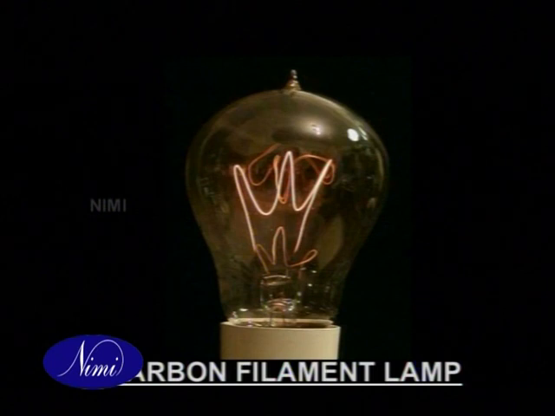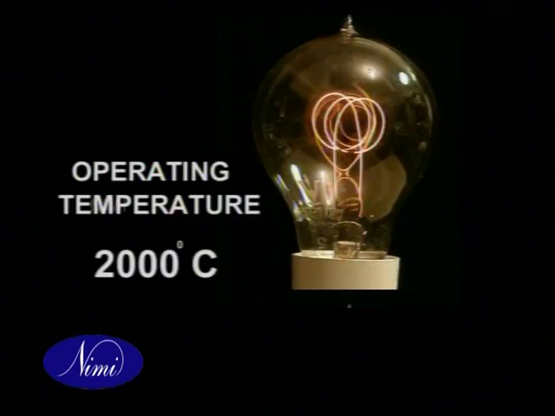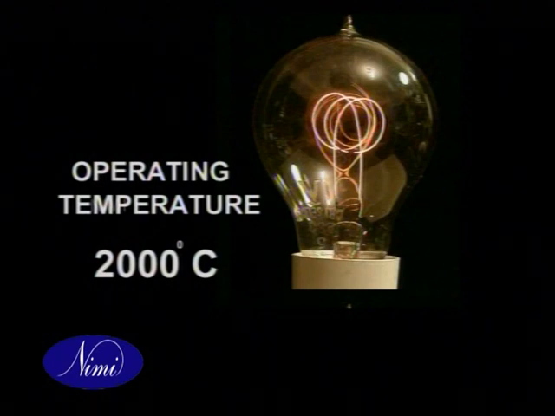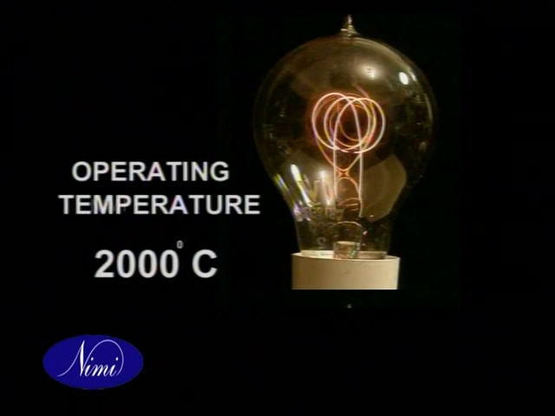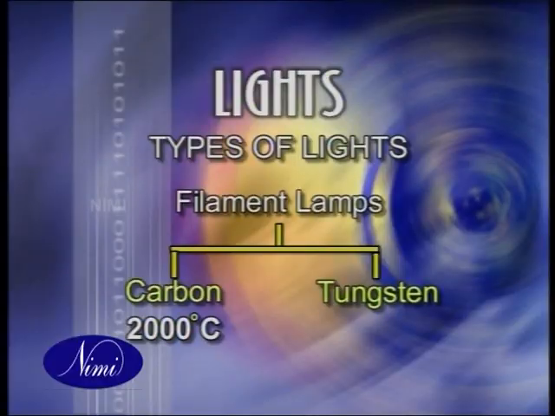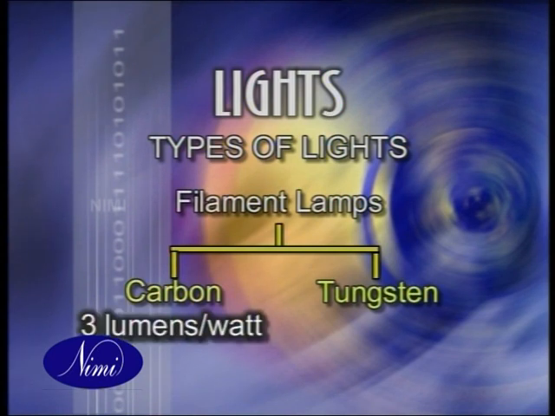The carbon filament lamps made today have limited application. This lamp gives a reddish light and operates at a temperature of about 2000 degrees centigrade. Above this limit, the carbon evaporates rapidly and blackens the glass bulb. The output from a carbon filament is about 3 lumens per watt.